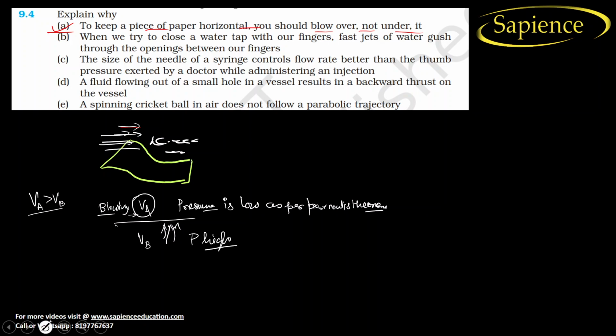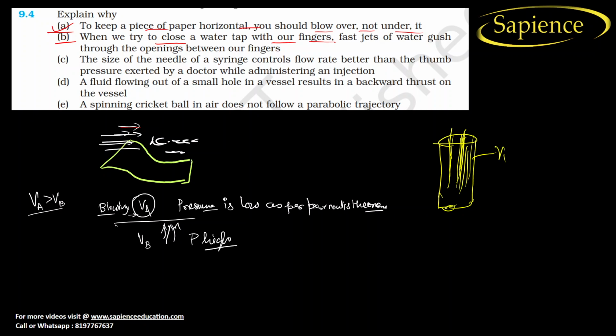Now the second question they are asking: when we try to close a water tap with our finger, fast jets of water gush through the opening between our fingers. What happens? See here. Let us consider this is a pipe, the larger pipe. Now water is coming through it with the velocity v1, or v initial.